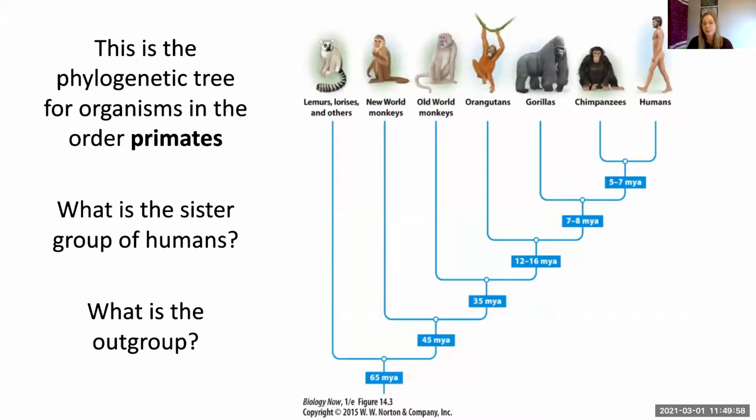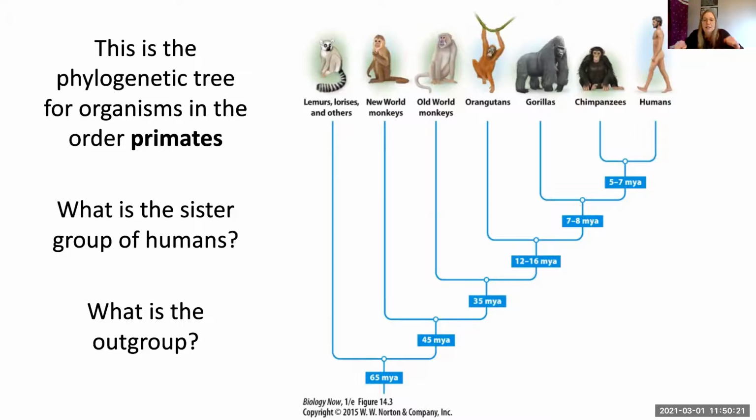Did you say that chimpanzees are the sister group to humans? If you did, you're correct. Chimpanzees and humans, Homo sapiens, share about 98.8% of their DNA. We both have opposable thumbs. We have those nails instead of claws. We are bipedal, they are not. But we have a lot of things in common.